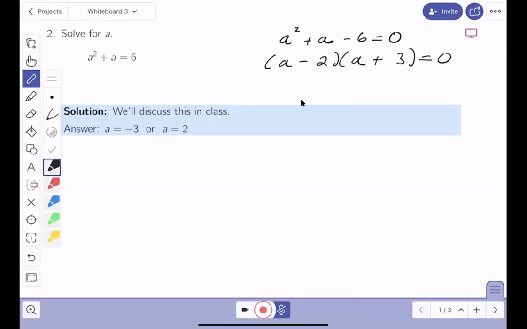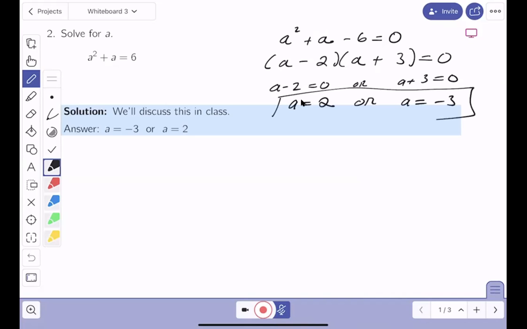Then what do we do? Well, we're going to take the factors and set them equal to 0. So a minus 2 equals 0, or a plus 3 equals 0. Now, I'm going to claim that you don't need to write that down, but the reason I write it down is I want to make sure you know where these numbers are coming from. So for example, in the first equation, a minus 2 equals 0. What does that mean? A equals 2. Or the second equation would be a equals minus 3.